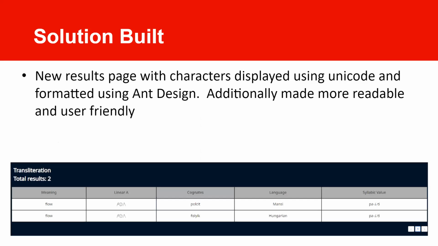So yeah, this is the table that you would be shown with. This is a little more nicely formatted. It gives you the total number of results and has a little pagination at the bottom. So if you have a lot of results, then you can click to the next page of the table. And it gives you the meaning, the Linear A sequences, the cognates, syllabic values.